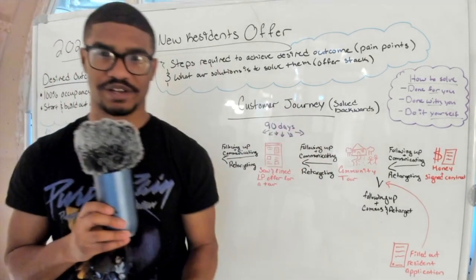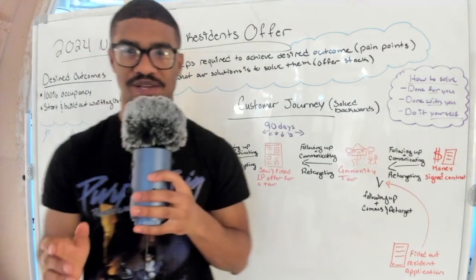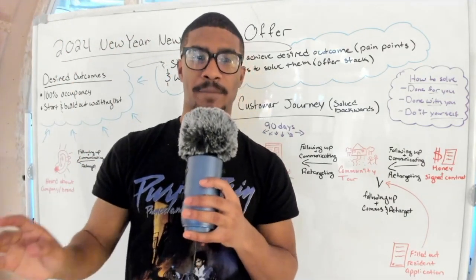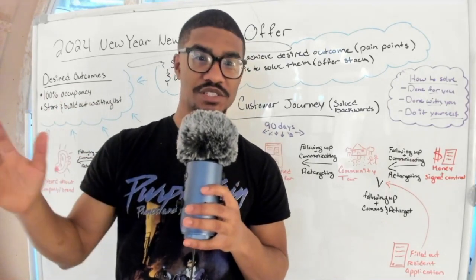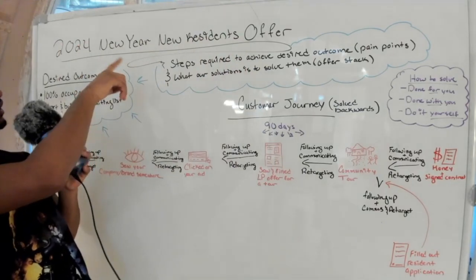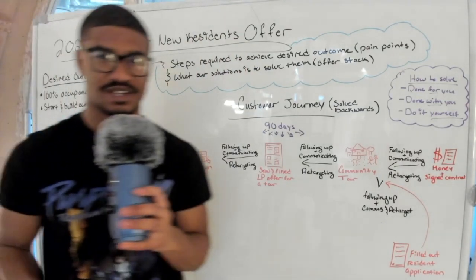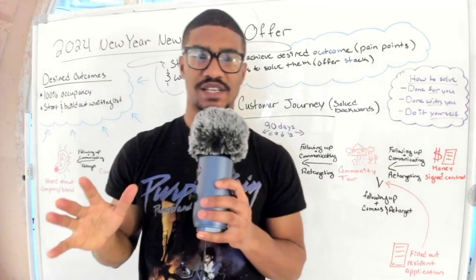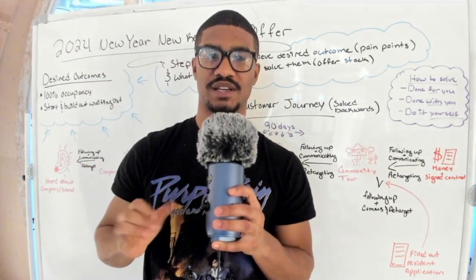And actually, let me just start here. The first aspect is usually better off a little bit later, but it just automatically came to my mind. Usually the naming convention, right? I have it as 2024 New Year, New Residence offer. Usually the naming convention should be what you're getting.